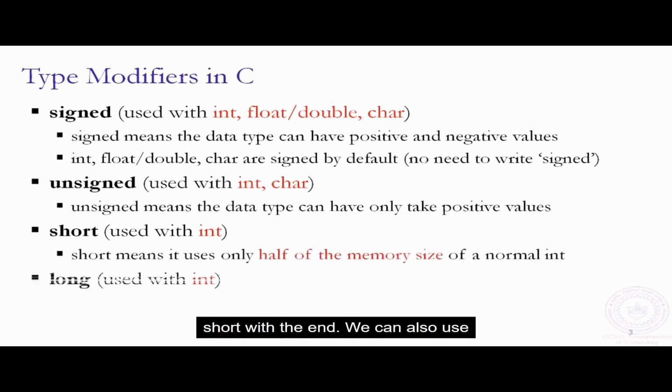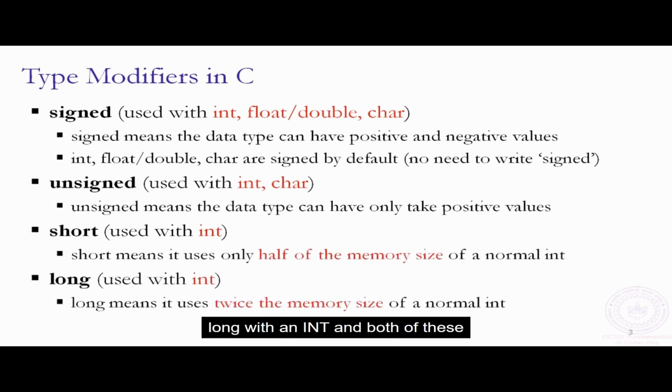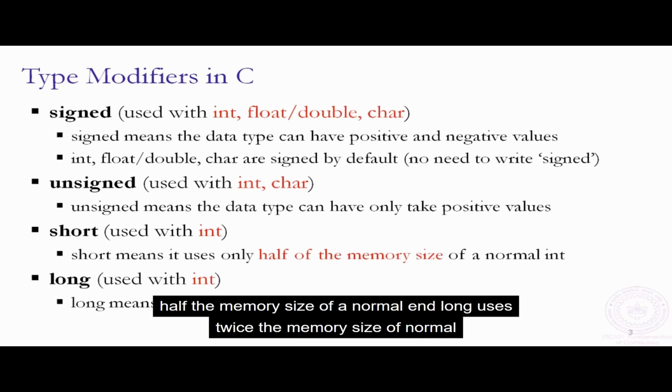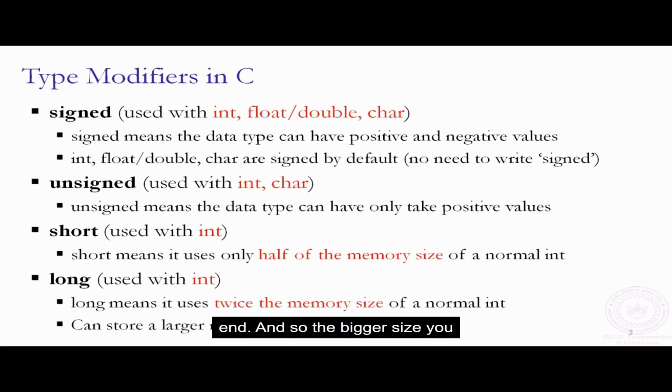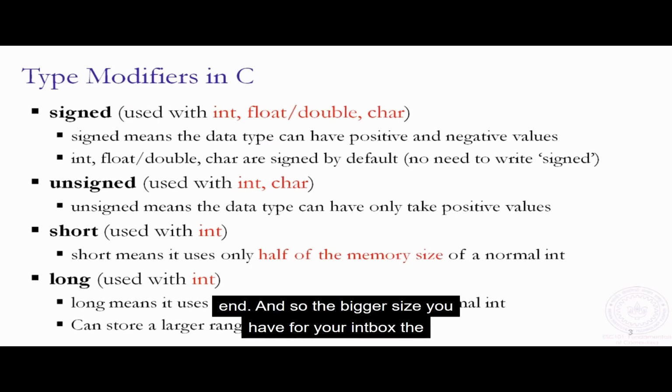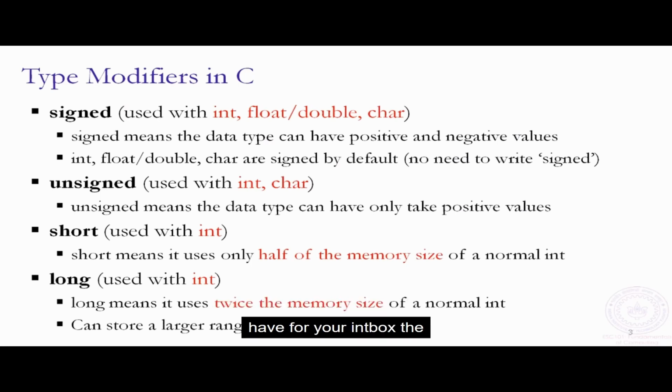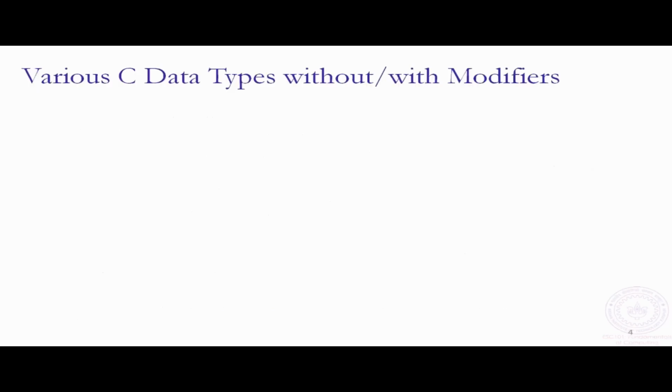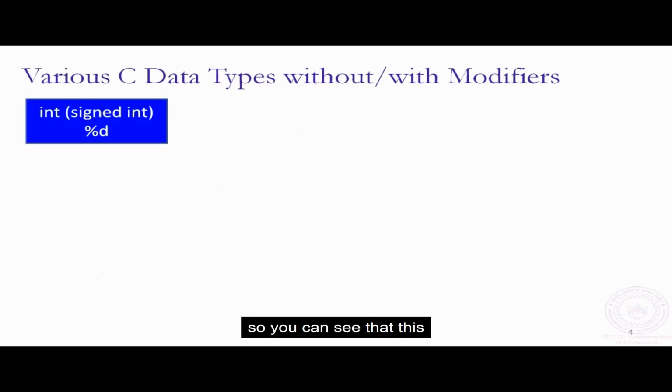We use short with the int. We can also use long with an int. And both of these directly modify the memory size of the normal int. Short uses half the memory size of a normal int. Long uses twice the memory size of a normal int. And so the bigger size you have for your int box, the larger range of values it can store of that type.